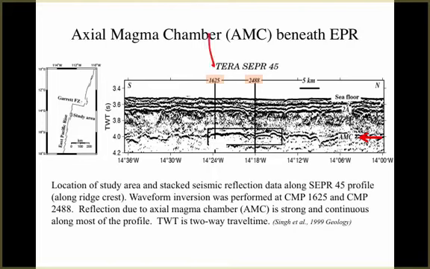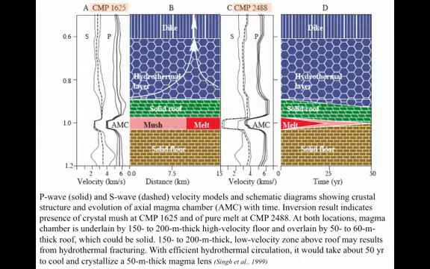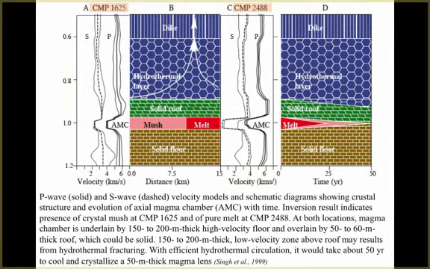Now we'll look at two velocity profiles for these lines, 1625 and 2488. These are P and S wave velocity models, and the diagrams showing the crustal structure and the evolution of the axial magma chamber with time. The results show that there's a presence of crystal mush and pure melt in these two profiles.